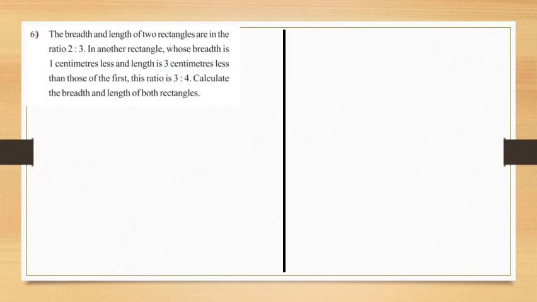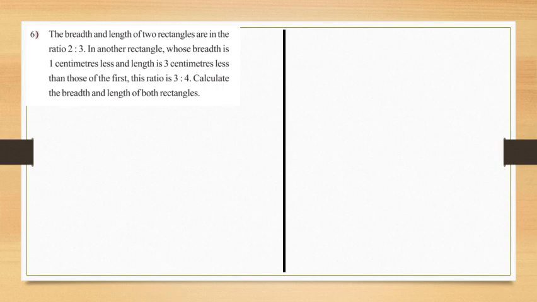Question number 6. The breadth and length of two rectangles are in the ratio 2 is to 3. In another rectangle, the breadth is 1 cm less and the length is 3 cm less than those of the first. This ratio is 3 is to 4. Calculate the breadth and length of both rectangles.